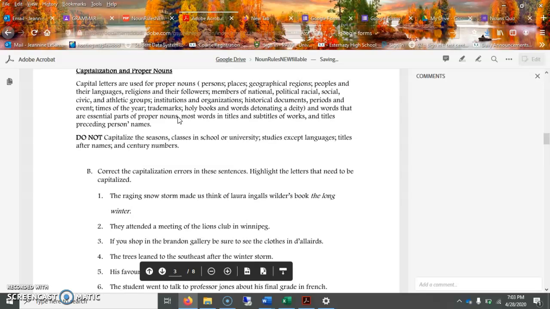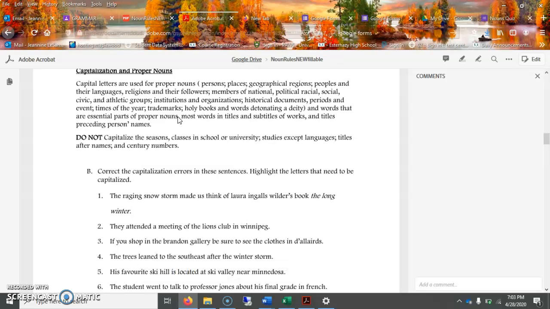Capitalization and proper nouns now. Capital letters are used for all proper nouns. You guys know this. For persons, places, geographical regions, people, languages, religions and their followers, members of a nationality, political, racial, social, or civic groups, institutions or organizations, historical documents, periods or times of the year, trademarks, holy books, and words denoting a deity. So all of those will be capitalized.